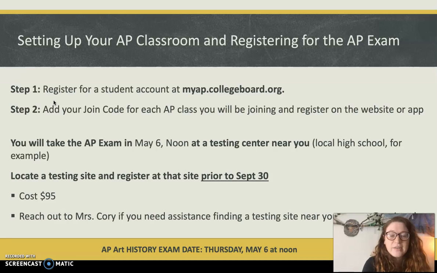The local testing sites will be on myap.collegeboard.org as well. The cost for an AP exam is $95. While that is a lot of money, it is significantly cheaper than a college course, which will run you at least $1,000, and that's at a community college often.